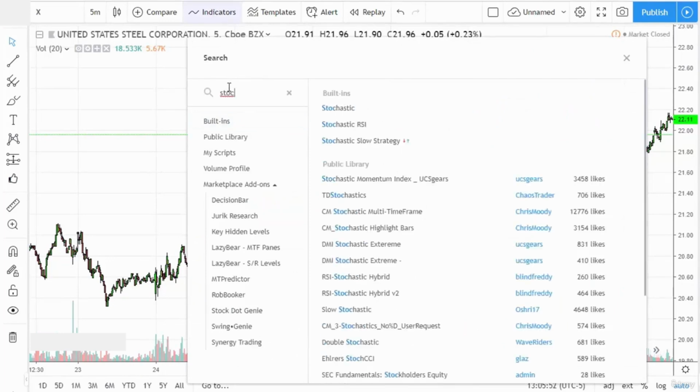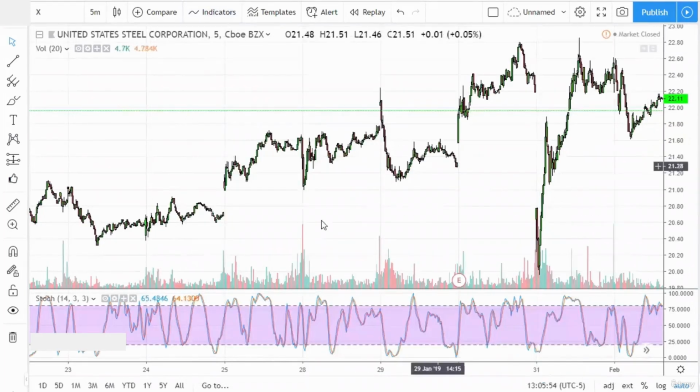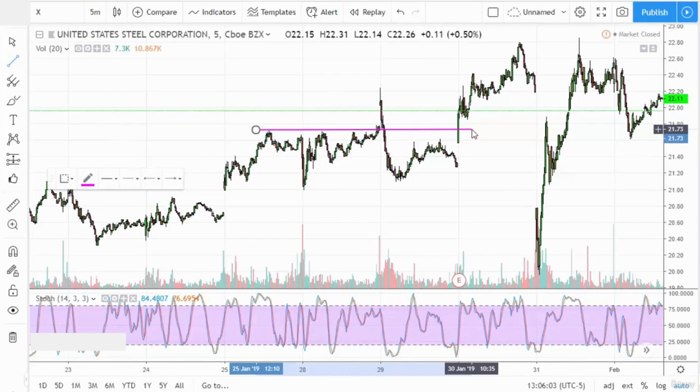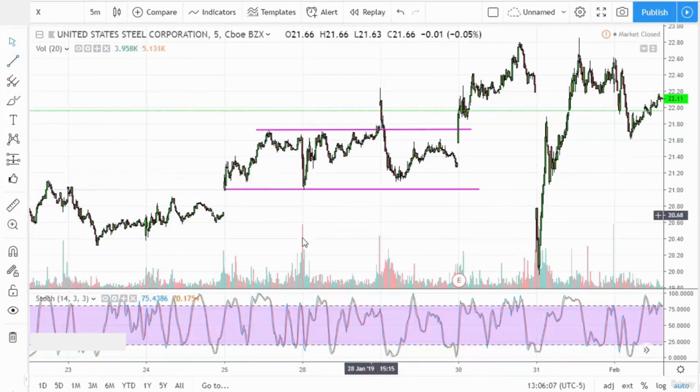One would be the stochastic oscillator. This indicator measures when something's overbought or oversold. Ultimately, you want to define where support and resistance may be and simply trade back and forth.